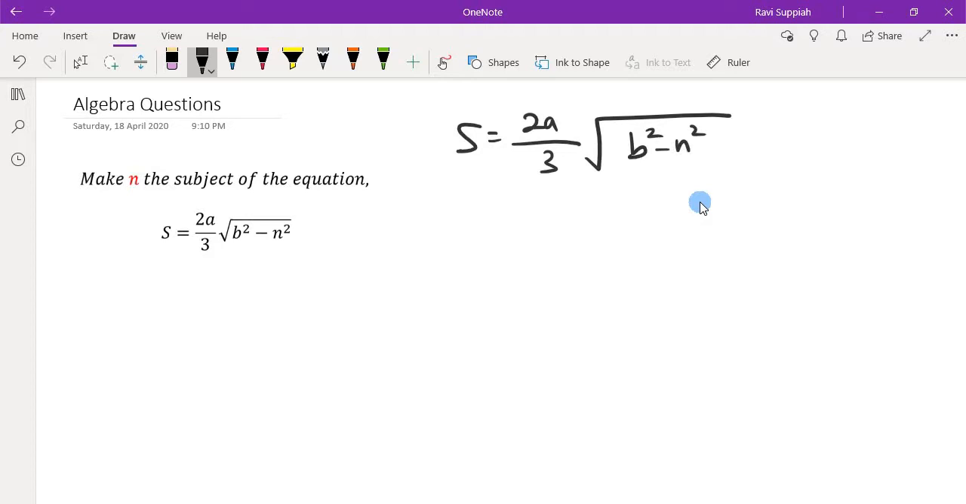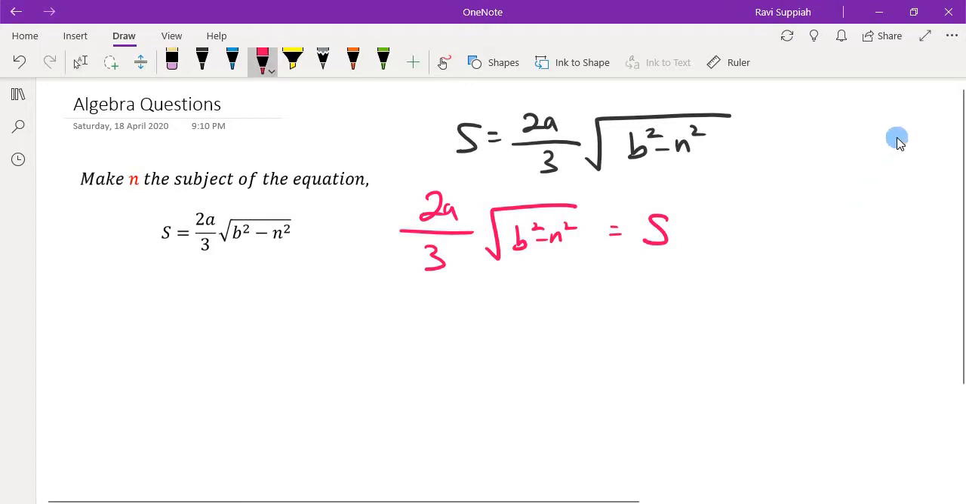Alright, so the first thing I'm going to do is, again, since we want n to be the subject and n is on the right hand side, I'm going to move it around. So I'm going to bring this whole term over to my left hand side first. So 2a over 3 square root of b squared minus n squared equals s.